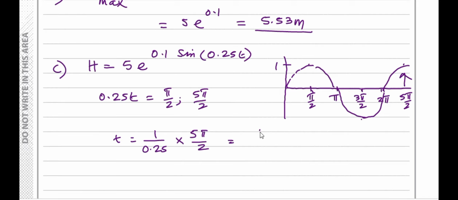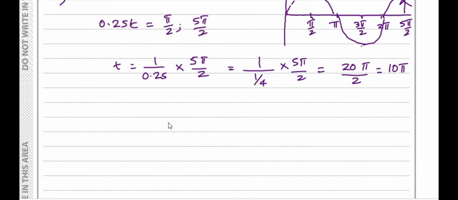This is equal to, we can write this 0.25 as 1/4 in the denominator times 5 pi over 2. And this 1/4 flips over, so it will become 4 times 5 pi, 20 pi over 2, and that is equal to 10 pi. That means at 10 pi seconds, that is capital T, which is mentioned in the question, is 10 pi seconds, which is equal to 31.4 seconds otherwise.